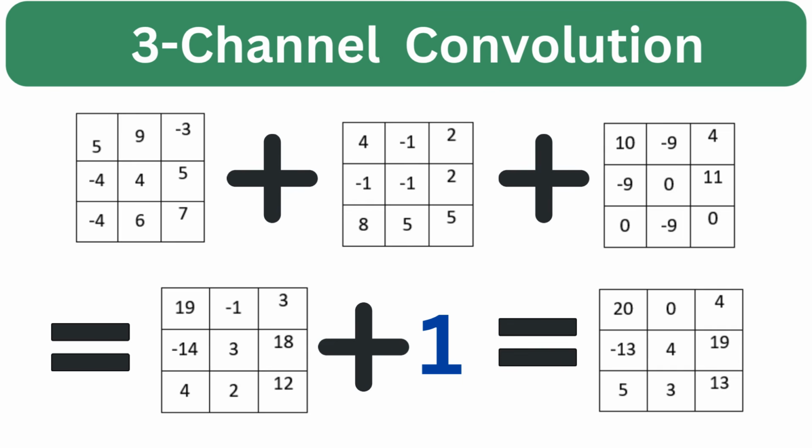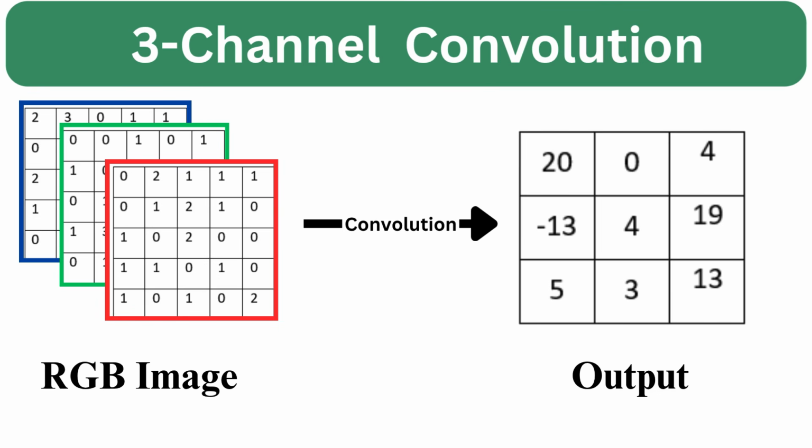So 19 will become 20, negative 1 becomes 0, 3 becomes 4, negative 14 becomes negative 13, 3 becomes 4 and so on. So this is the final output feature map that we got after applying a 3 by 3 by 3 filter on a 5 by 5 by 3 image. The values are 20, 0, 4, minus 13, 4, 19, 5, 3, 13.